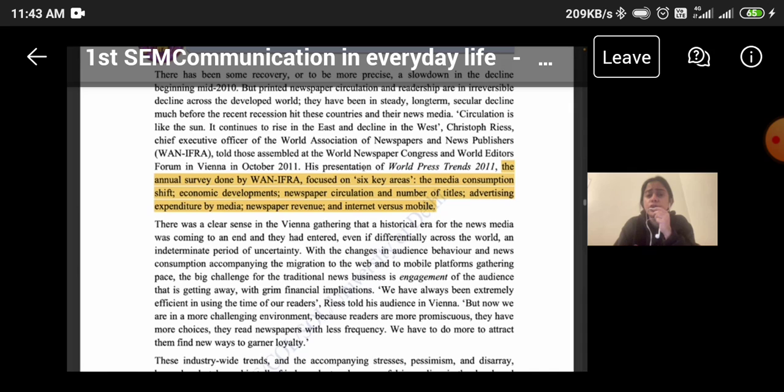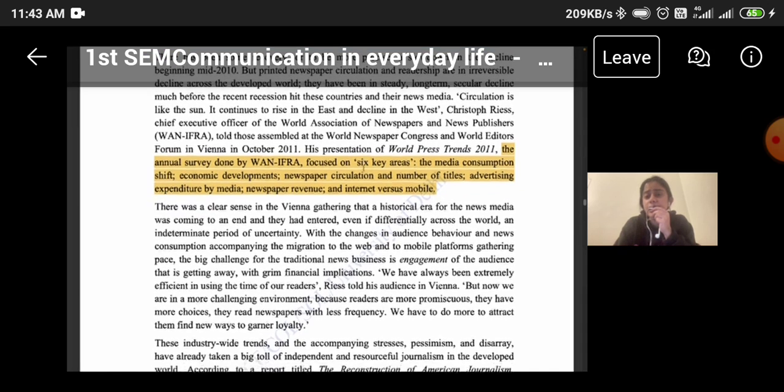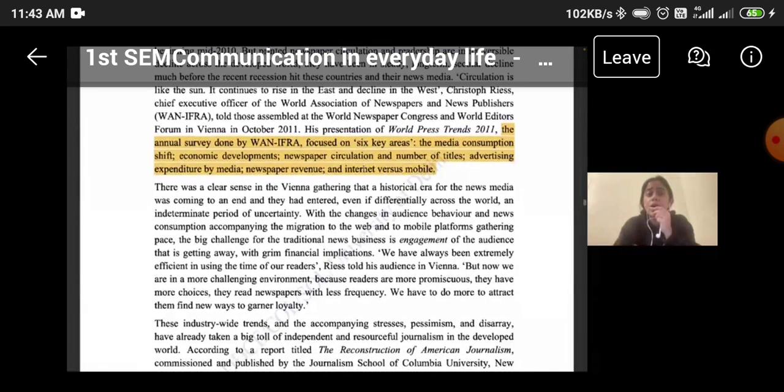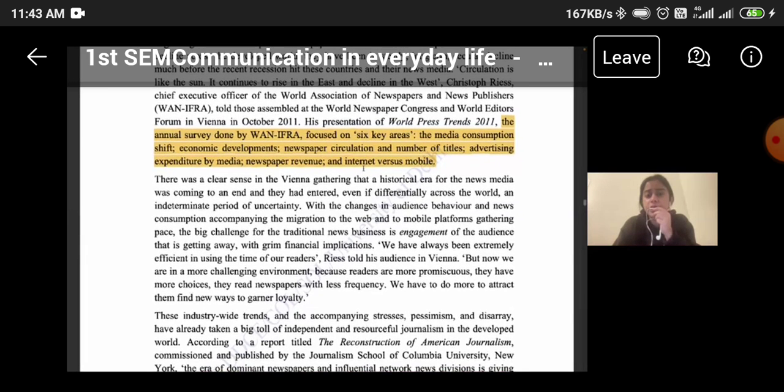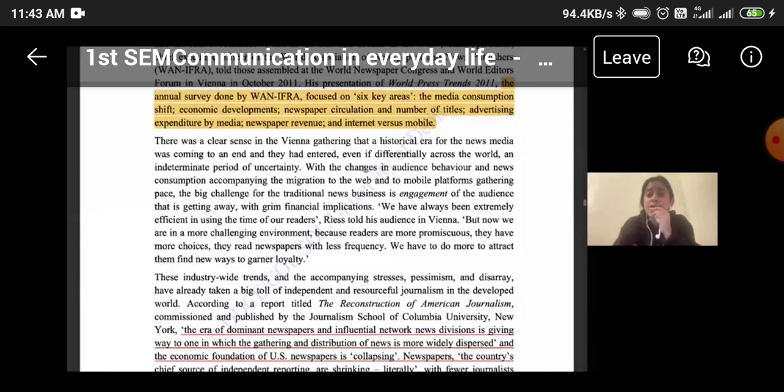Circulation is like the sun. It continues to rise in the east and decline in the west, Christoph Riese, Chief Executive Officer of the World Association of Newspapers and News Publishers, WAN-IFRA, told those assembled in the World Newspaper Congress and World Editors Forum in Vienna in October 2011.